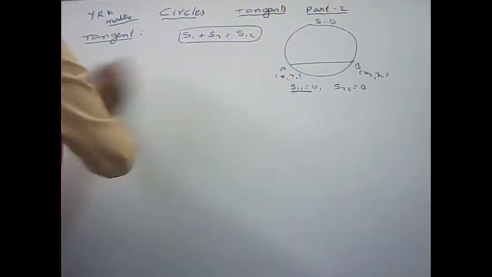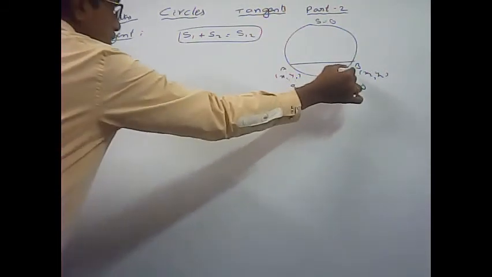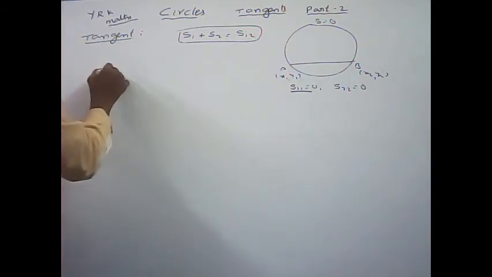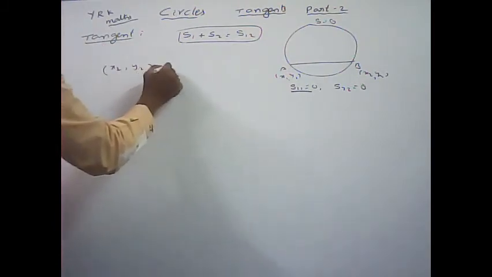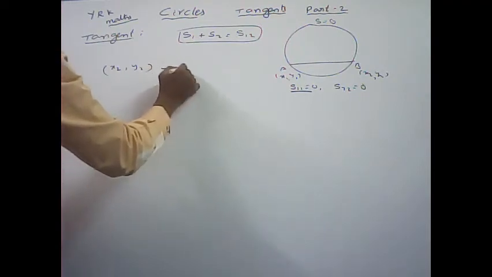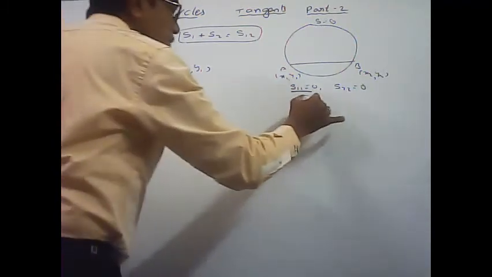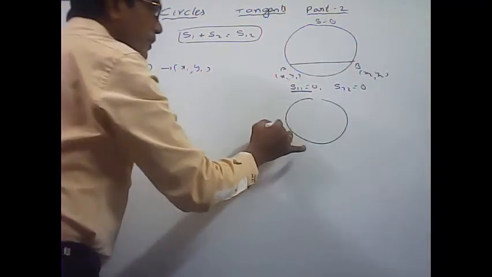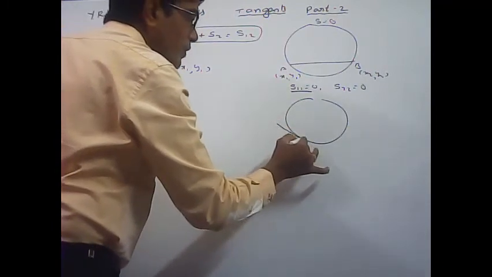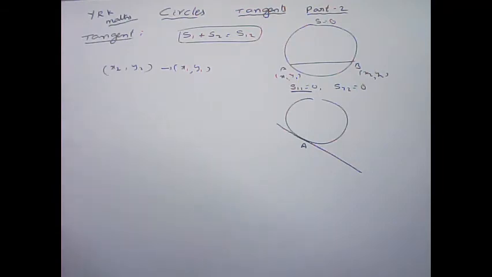Now, as x2, y2 (B) approaches A, that is, x2, y2 approaches x1, y1, then what we say is that if B approaches the point A, then the chord AB becomes a tangent at A.